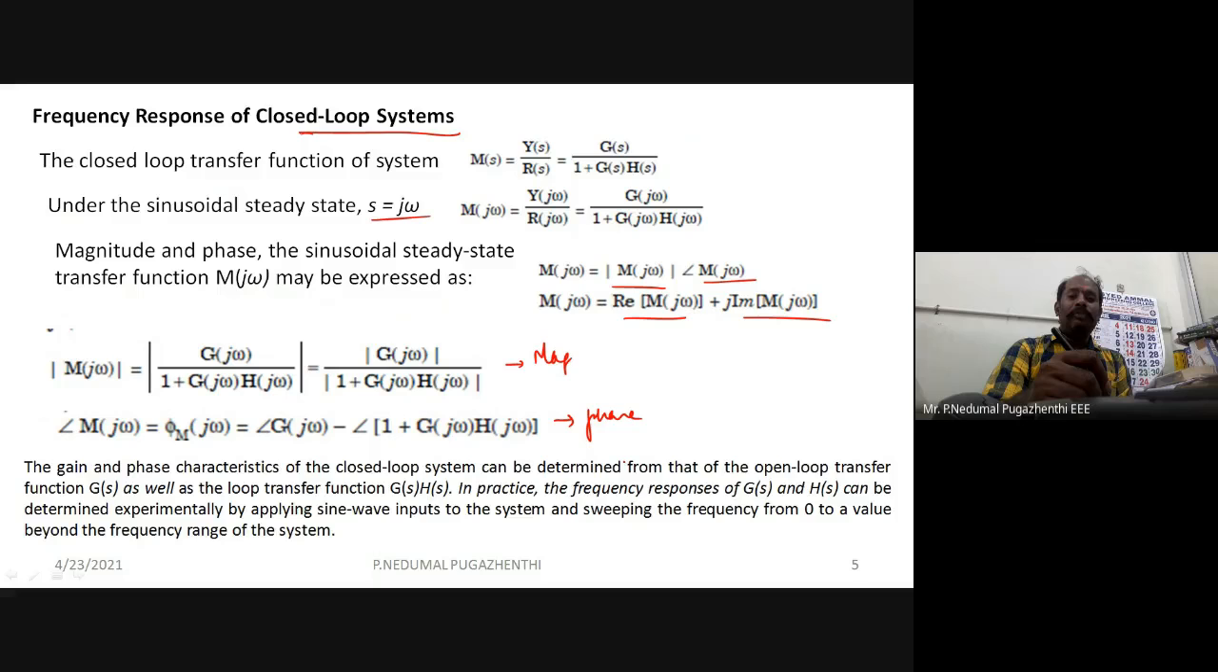So how is it done in practice? They normally apply sine wave inputs to the system, sweeping the frequency from 0 to a value beyond the frequency range of the system. You should know the stability limit, the system's limit, how far it can respond. So a frequency value is applied beyond that limit, and capturing the dynamics of the system will give you information about the characteristics of the system. So this is the frequency response of a closed loop system. You can capture the dynamics of the closed loop system by supplying input to the open loop transfer function.